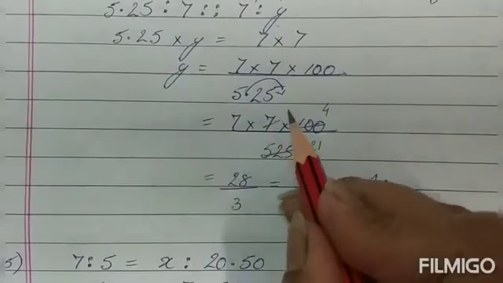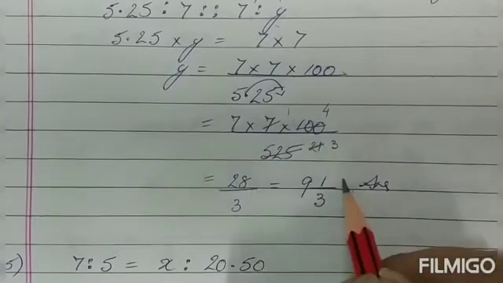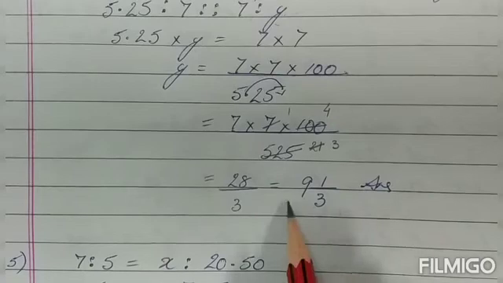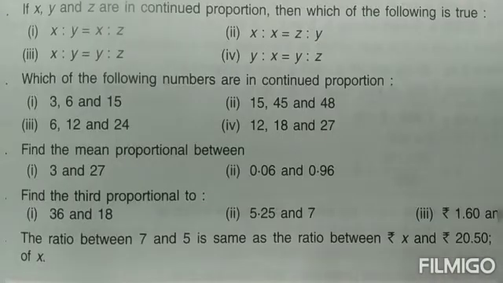Now 7 1s are 7 and 7 4s are 28 upon 3. And when you change this improper fraction into the mixed fraction, it comes as 9 whole 1 upon 3, and that's the answer. Okay children, let's see the fifth question.